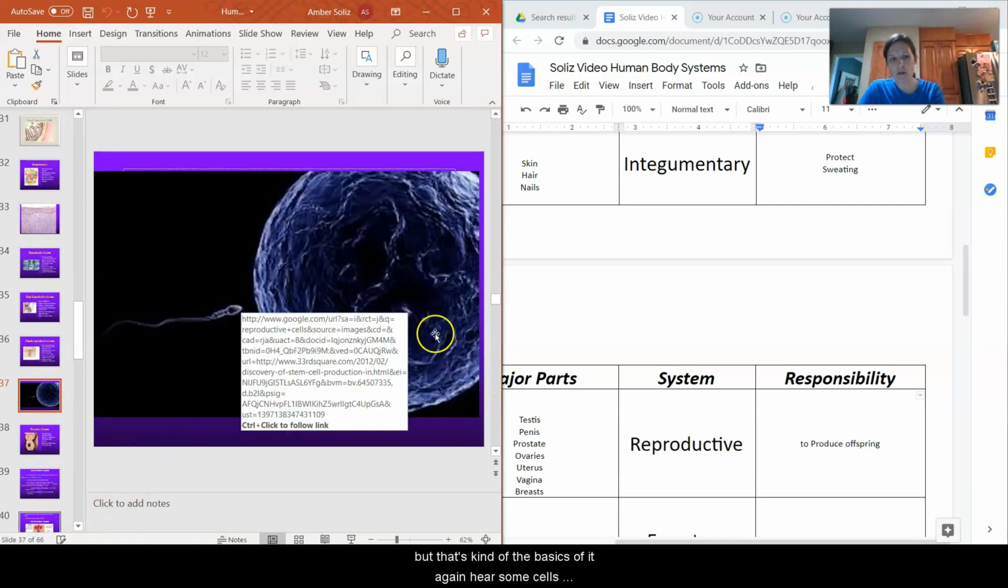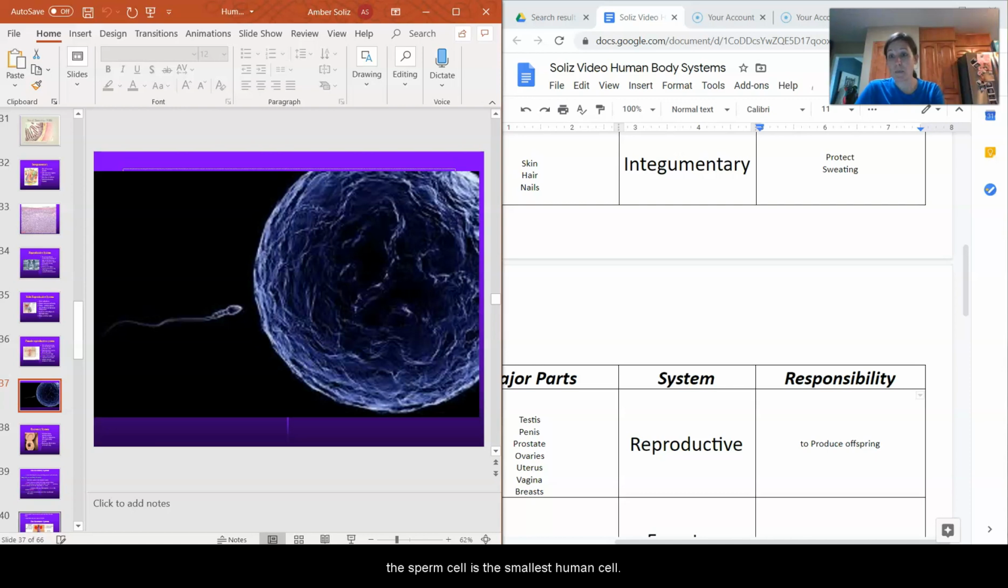Again, here are some cells. The sperm cell is the smallest human cell. And the egg is the largest human cell. So it's kind of crazy that those two end up ironically going together. So again, the sperm is really tiny and the egg is very large. So there's kind of a representation of that. Sperm, remember, they have the flagella to help them move.